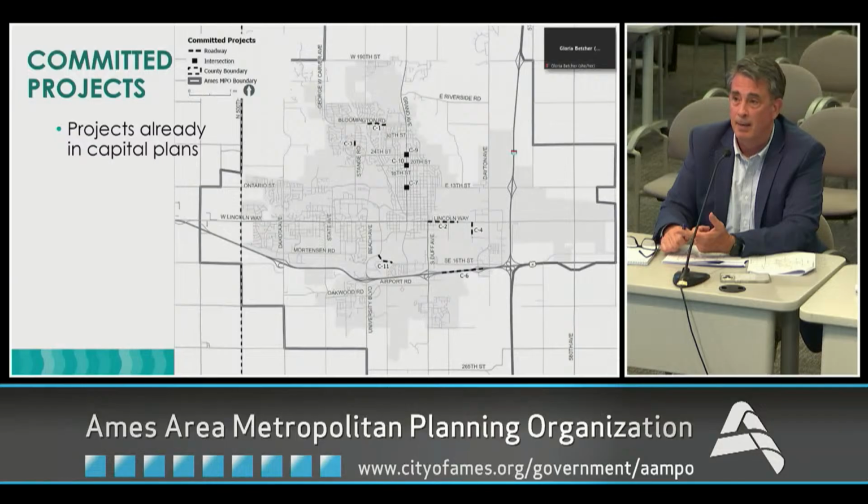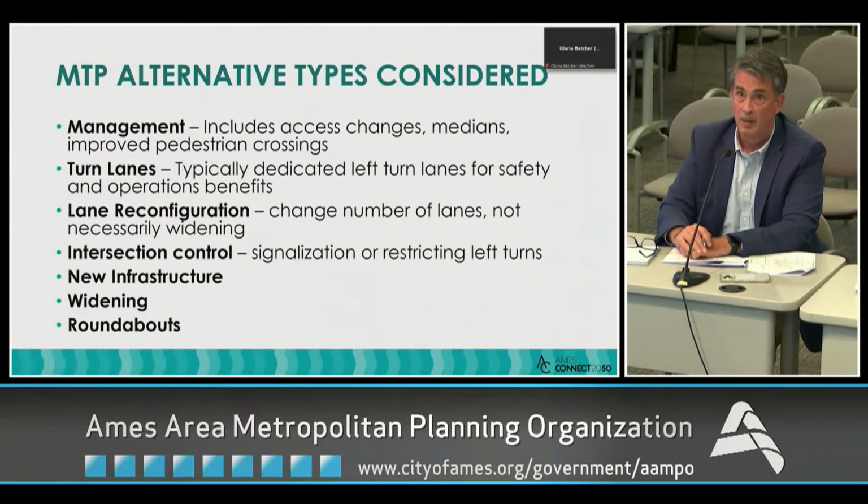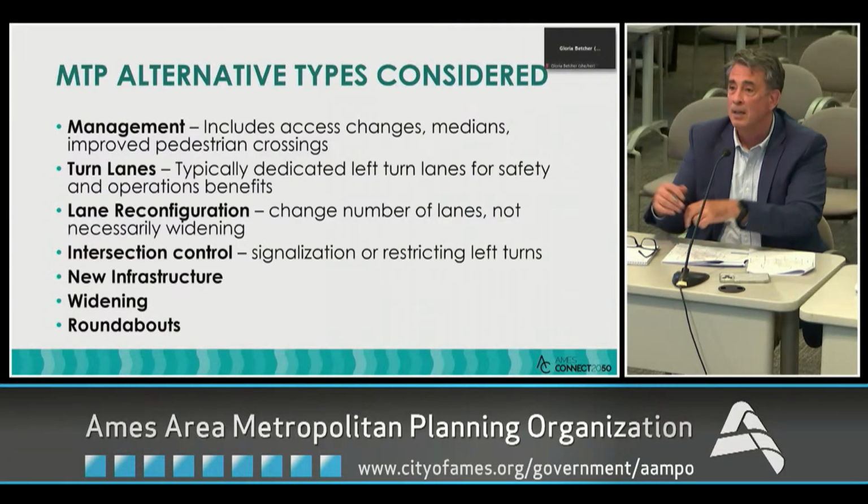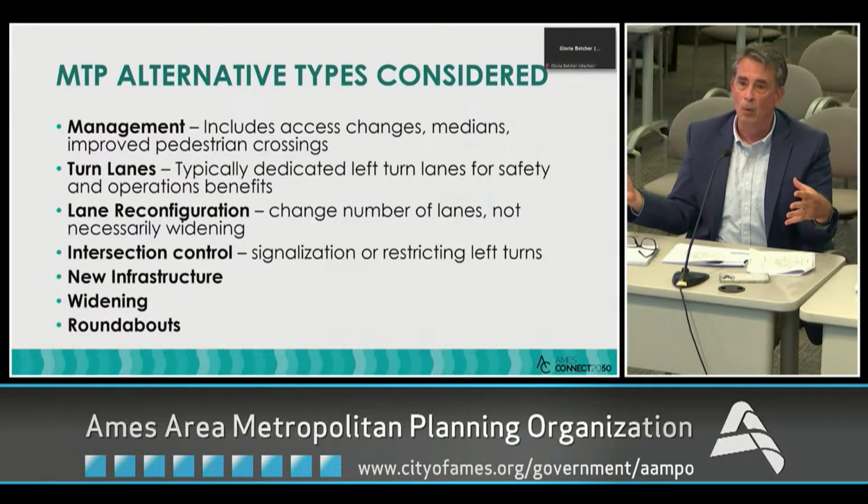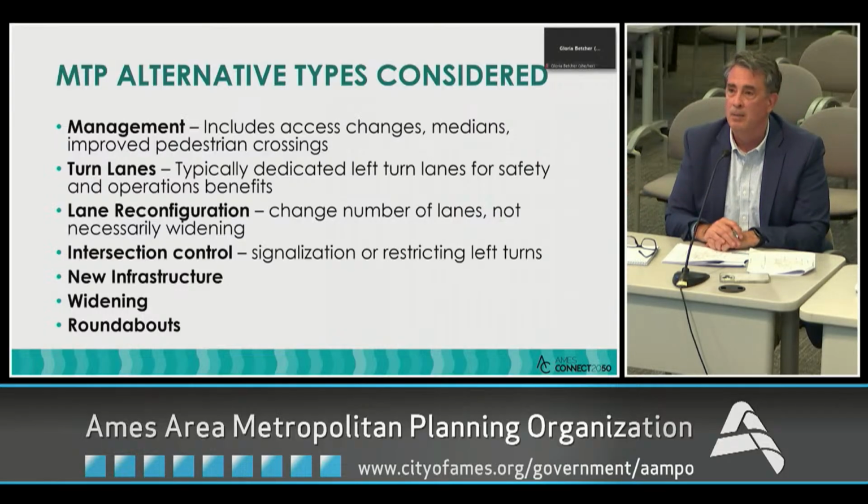If we think this is what's happening over the next 5 years, this plan is really a 2030 through 2050 plan. So as we go to the next slides, that's where we start getting into the types of alternatives we're considering beyond that capital plan. We're looking at what we call management type projects. John talked about access changes and medians and improved pedestrian crossings. It's taking what we have out in a corridor already and making it safer or operate a little bit better through incremental changes.